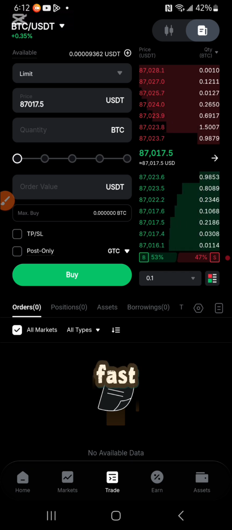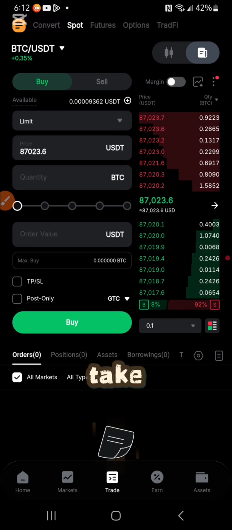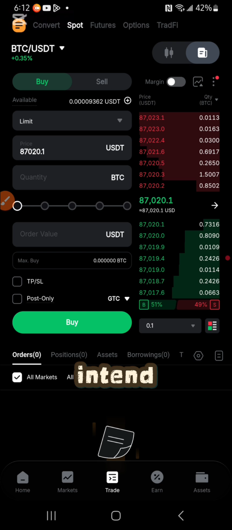Let's get in real fast. In order to get started, there are a few steps that we will take to achieve this. The first step is to pick a particular crypto, a particular coin you intend to buy.